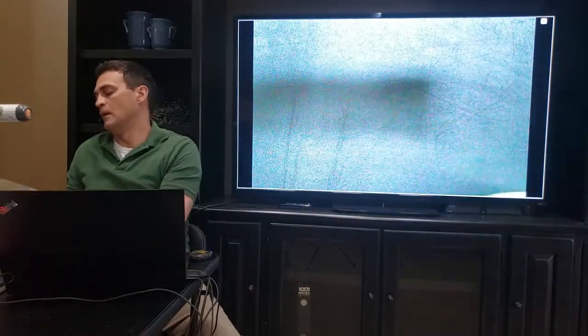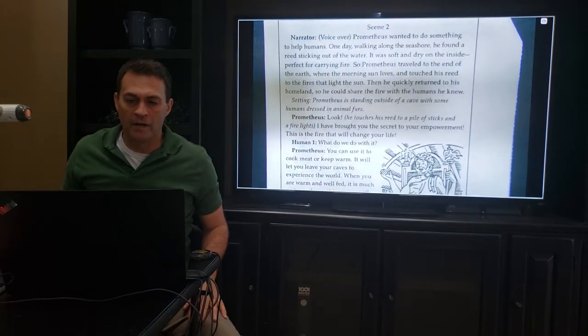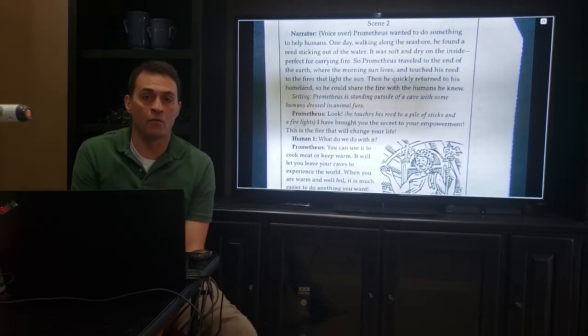Interesting story. All right, second page. The narrator. Now remember, the narrator is kind of like somebody who's telling the story.